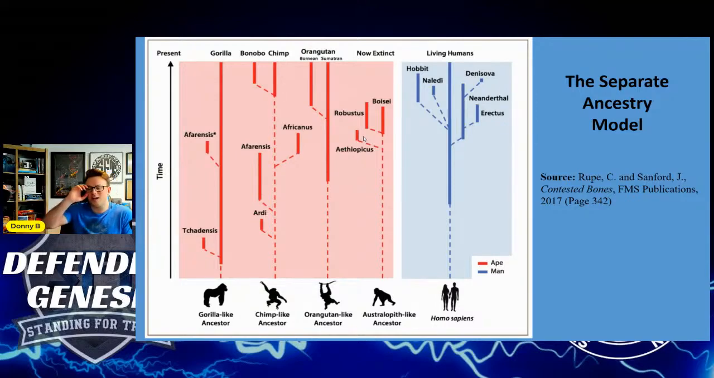Okay, so clearly here, just a very basic representation of the separate ancestry model. You can see ape in red, man in blue, and you can see how all of these human variants go back to just two people, Adam and Eve. And you can see how everything in the human category, the humankind, is separated from everything in the ape kind.